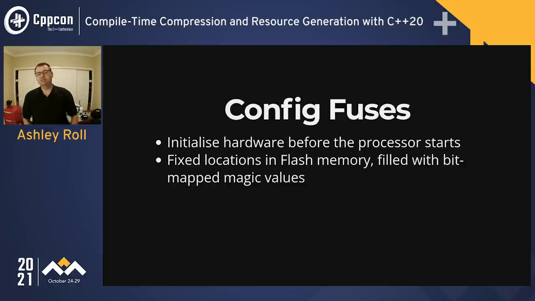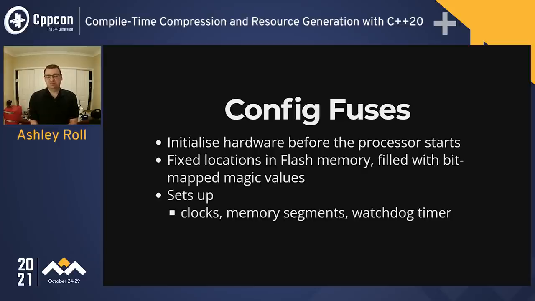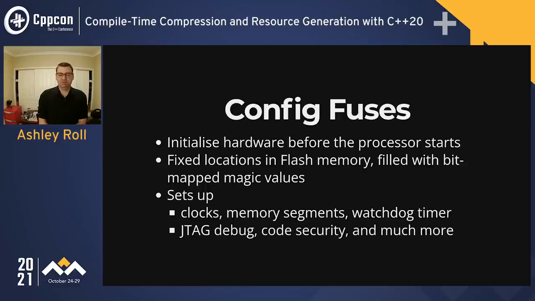The way this is normally done is there are fixed locations in flash memory defined by the manufacturer that say, if you put this bit pattern here, it will configure certain hardware options. Basically, it's a whole series of magic values that you have to read 200 pages of data sheet to understand. They can set up things like clocks, so how fast your thing's running, what the clock source is. In some larger microcontrollers, you set up memory segments, you can set up protection, watchdog timers, JTAG debugging availability, security options on the code, so whether you can read the code out or anything like that, and quite a bit more.